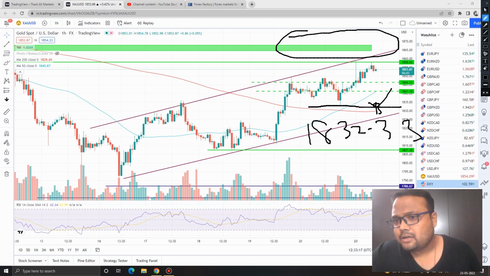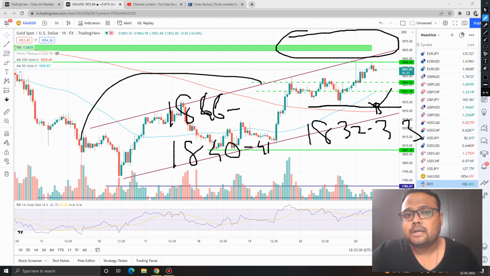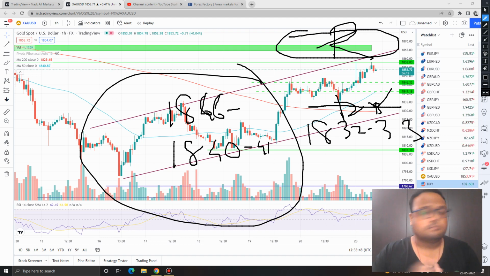In case the market comes down, observe the market around 1846. If the market reverses from 1846, we can go for a buy. If the market breaks 1846, then 1840 or 41 will be the next level. But these two levels are not that reliable. The only reliable support as of now for us is 1832 to 1833. So these two are reliable levels, and these two are less reliable levels. So we will have to act according to the market conditions.